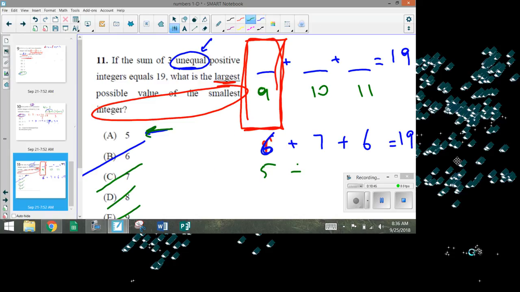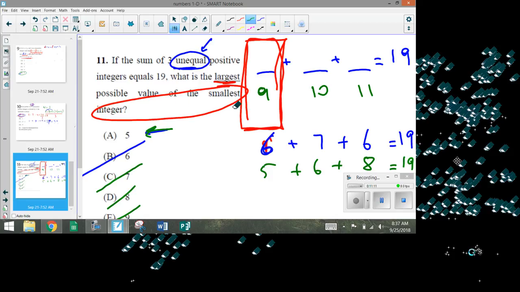Try this. 5 plus 6 plus what makes 19? Thank you. 6 plus 5 is equal to 11. 11 plus 8 is equal to 19. And let's read the question back and make sure that the sum of 3 unequal positive integers equals 19. Okay, they are unequal. They are not equal. Positive, yes, they are positive integers. Equal to 19, yeah. When I add them up, it's going to be 19.